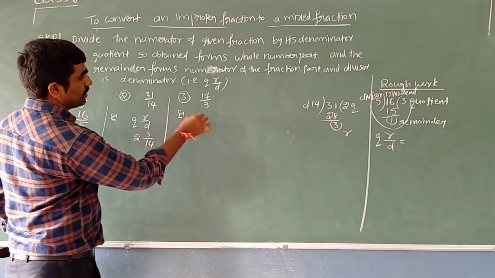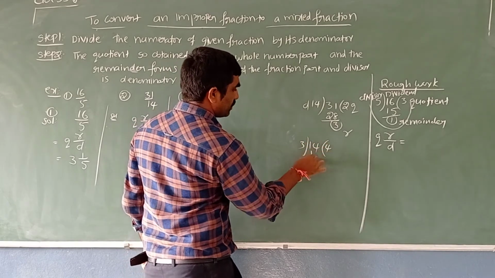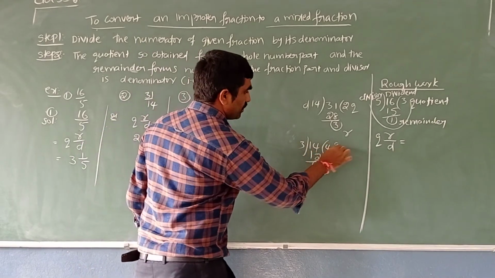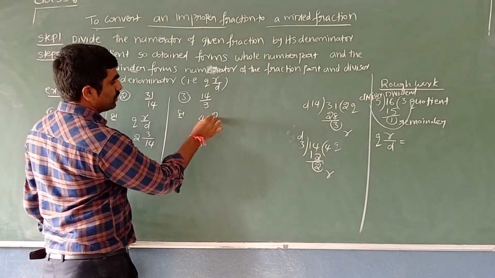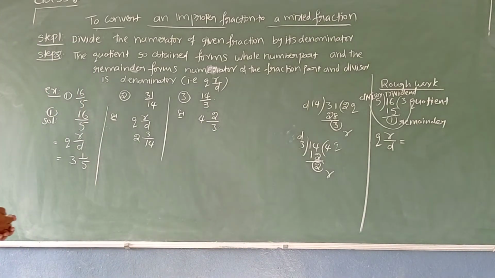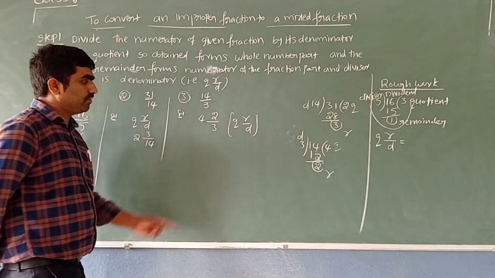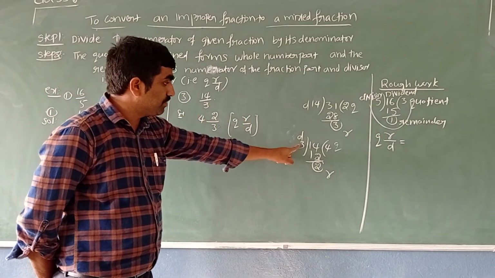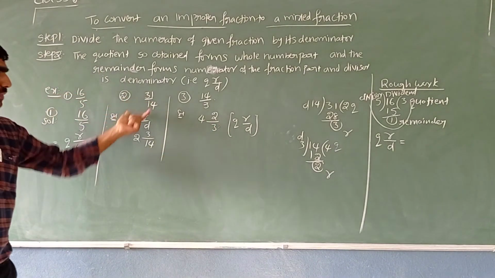Next, 14 by 3. We will divide the numerator 14 by the denominator 3. 3 4s are 12. So 14 minus 12, how much is left? 2 is left. So the quotient is 4, the remainder is 2, and the divisor is 3. Hope it is clear for everyone. You can write here quotient, remainder by divisor. The quotient will become the whole number part, the remainder 2 will become the numerator of the fraction part, and the divisor will become the denominator. This is the way we can express an improper fraction as a mixed fraction.